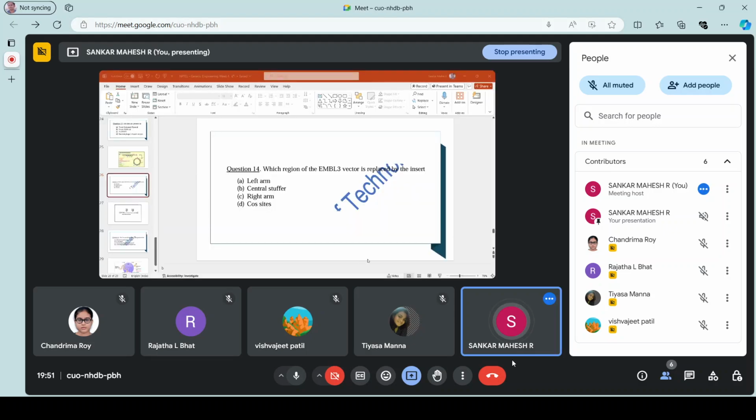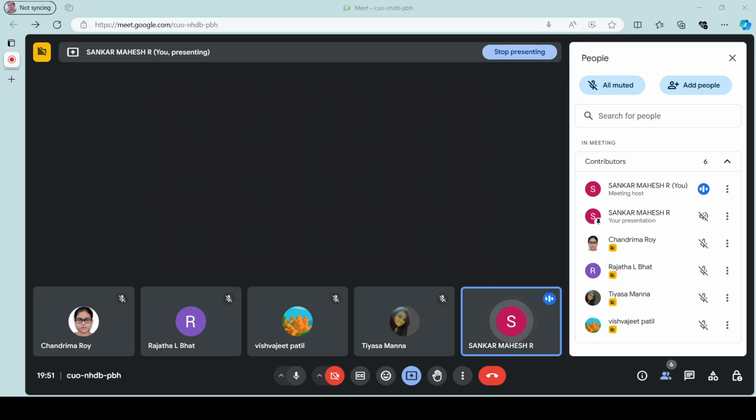Was that clear, Chandrima? I can add more references regarding the nomenclature, left leading and right leading parts in phages. I'll add that to this presentation so you can look at it later.